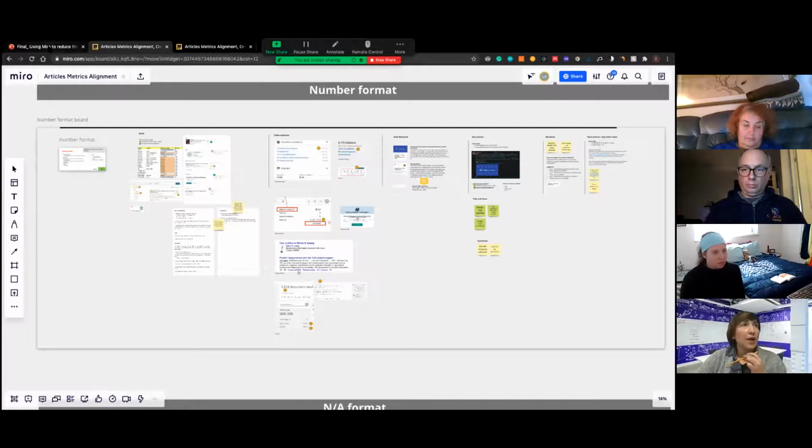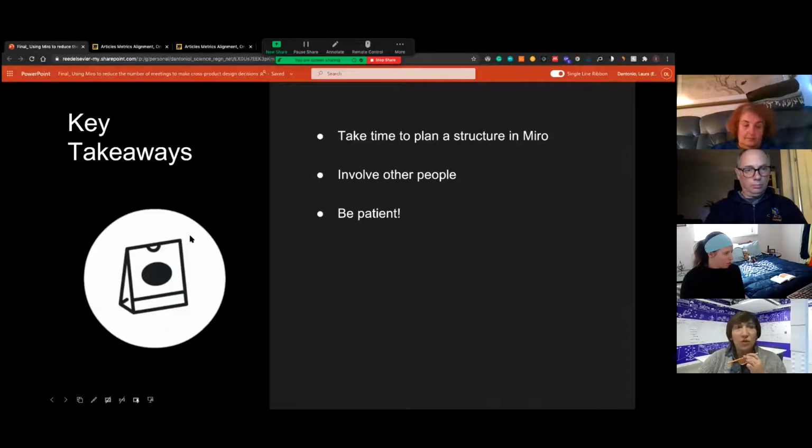Now I just want to go back to the presentation and share with you a few takeaways that I learned on this approach, which I'm still experimenting with. The most important thing I found is that it's important to plan the structure of the Miro board. So how do you want to share the information? Mainly because this approach is asynchronous, and so you are not there to support your team in understanding the information. So the structure of the information needs to be really clear.